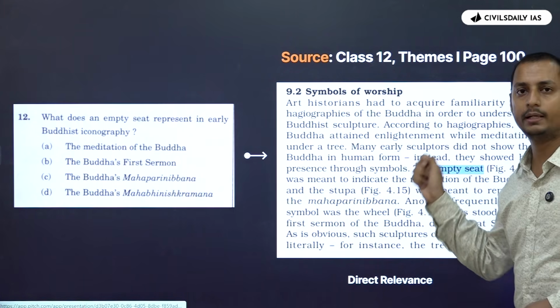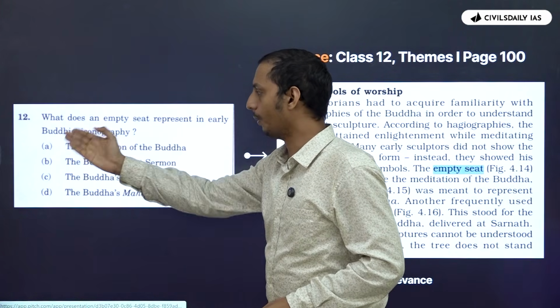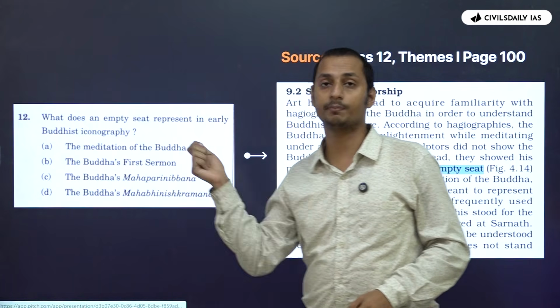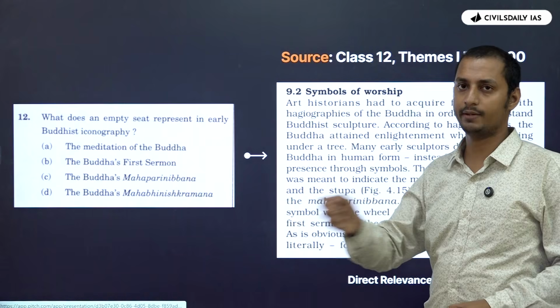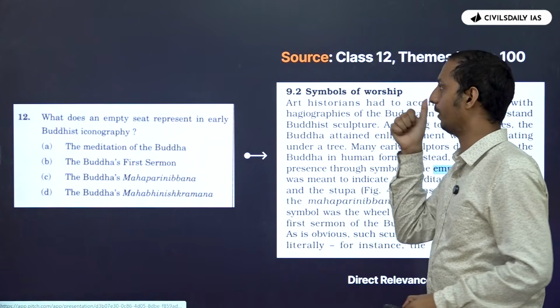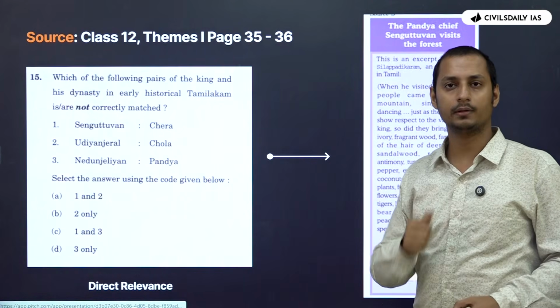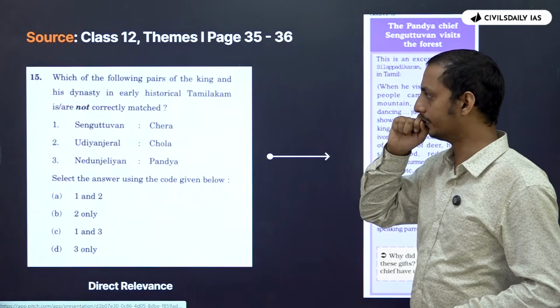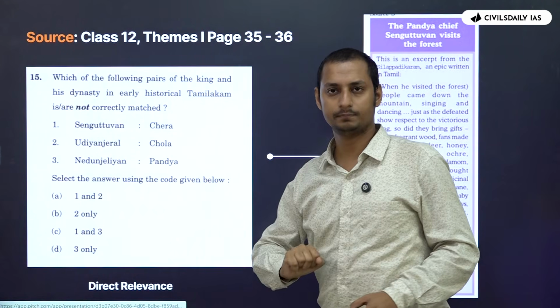So this is a direct hit from the Themes Part 1, and you can see here the option A, the meditation of Buddha has been directly provided here. So here it was a direct hit and A was the answer here. So one hit from Themes Part 1. Second one, again the same book, class 12 Themes Part 1. You can see here that Chenguttuvan is given here as Chera, right?